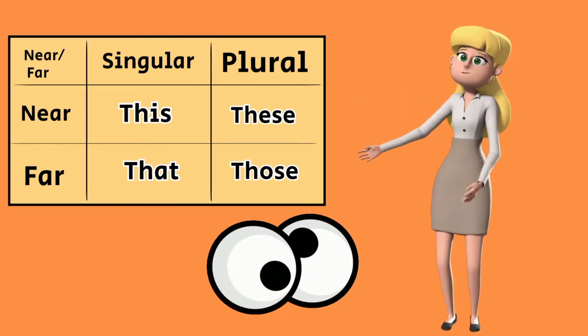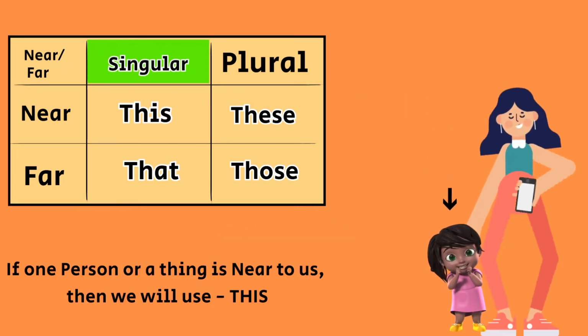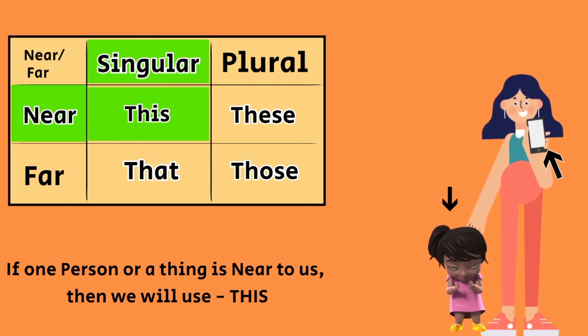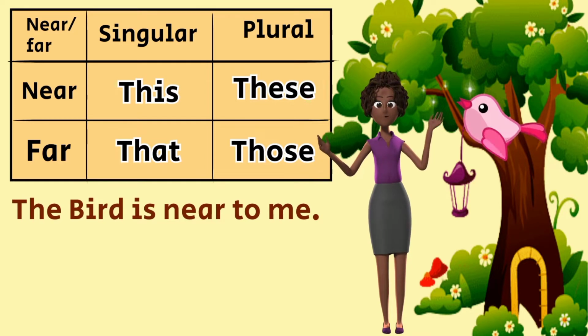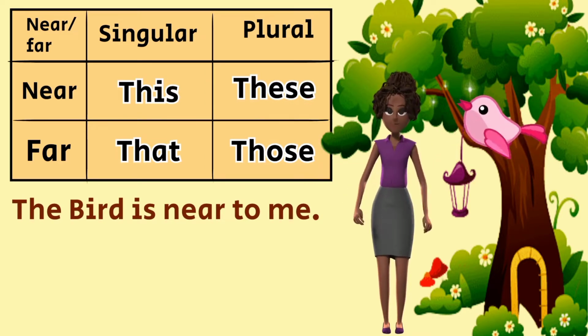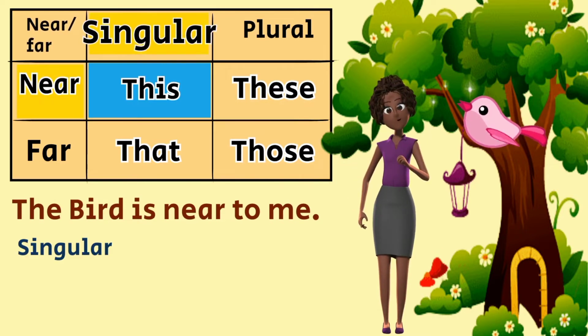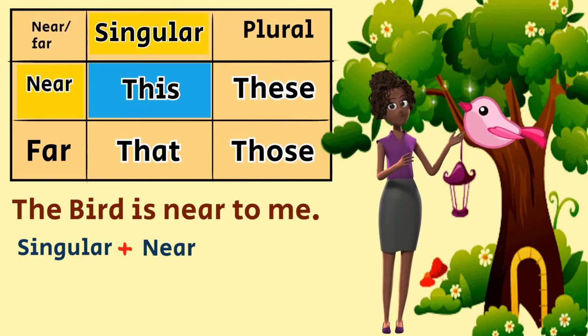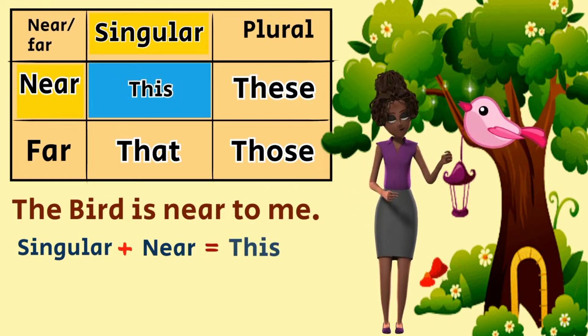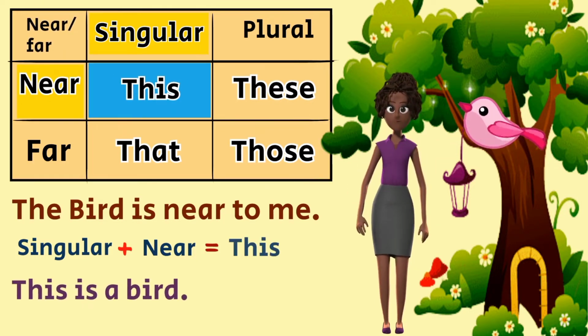अगर कोई भी एक व्यक्ति या वस्तु हमारे पास है तो हम this यूज करते हैं. The bird is near to me. Bird मेरे पास है. Bird is a singular noun which is near to me. In this case, we will use this. So we can simply say this is a bird.